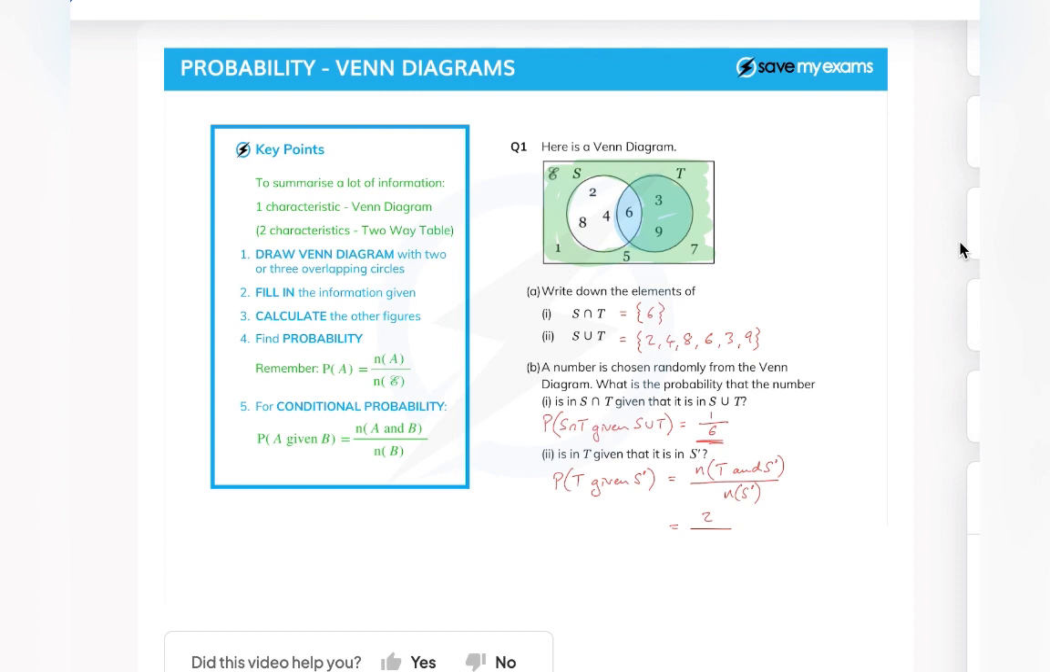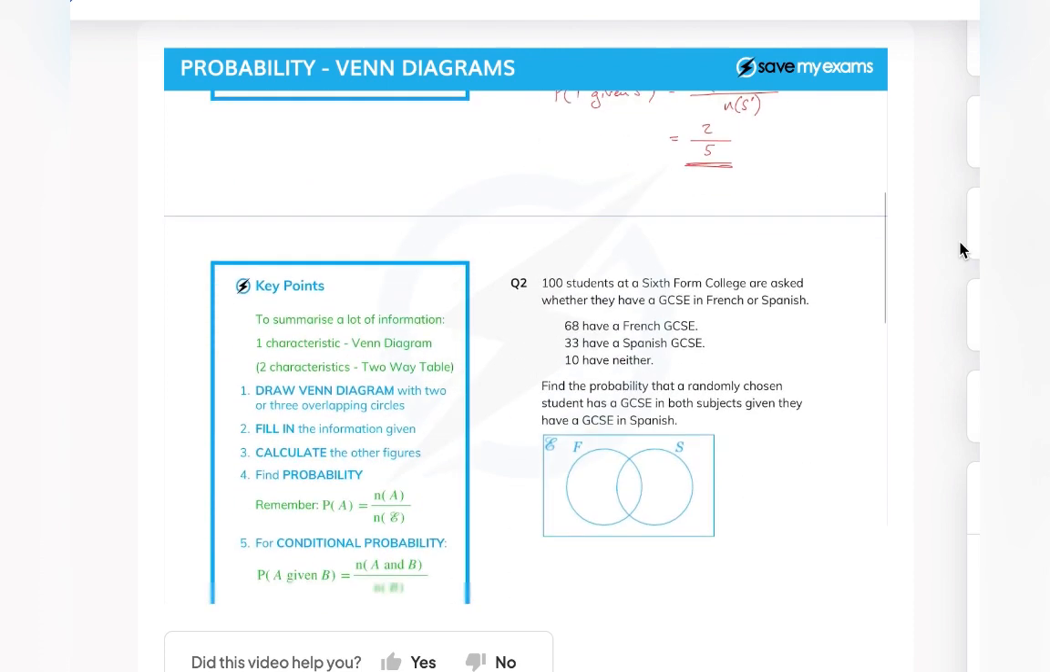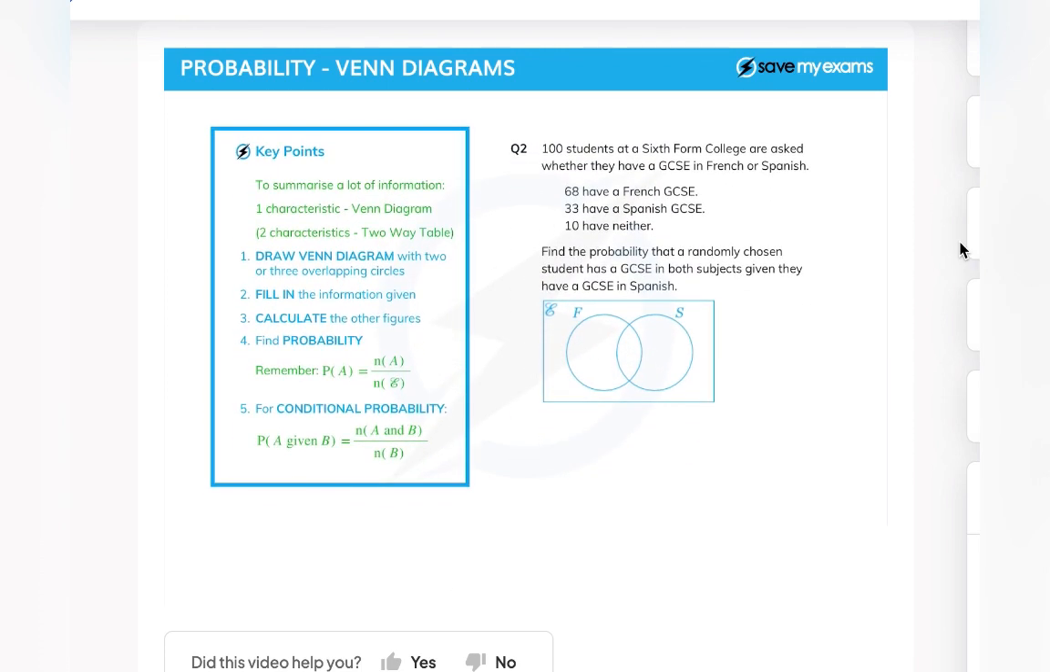Well, let's count them up. I can see 1, 2, 3, 4, 5. The 3, the 9, the 1, the 5, and the 7. So 2 out of 5. And that is that. Right, let's move on to question 2. But before we do that, let's just have a look at the key points.